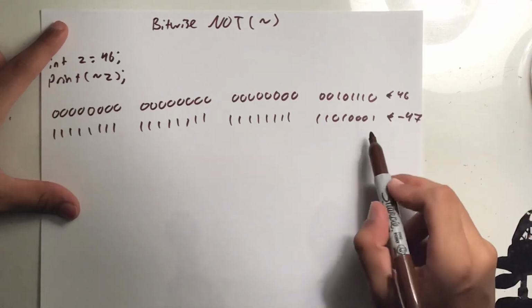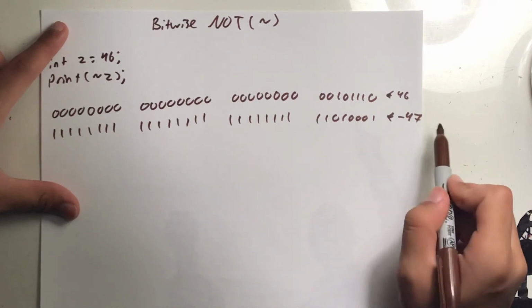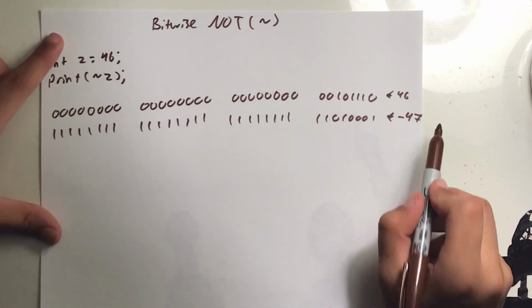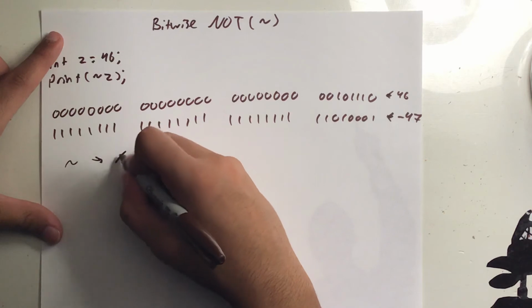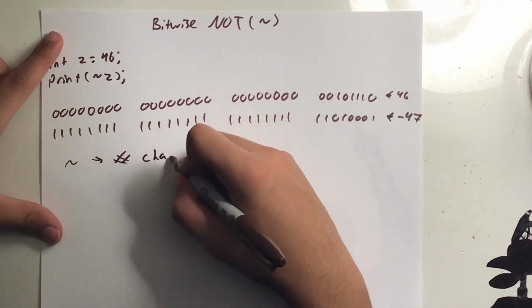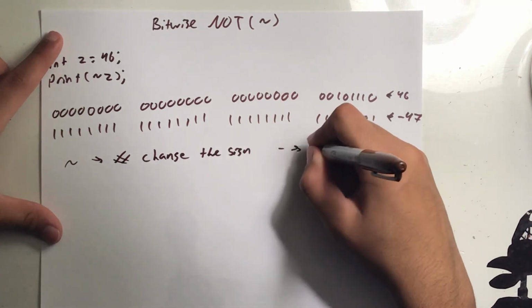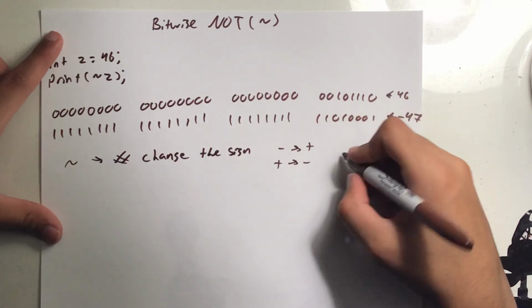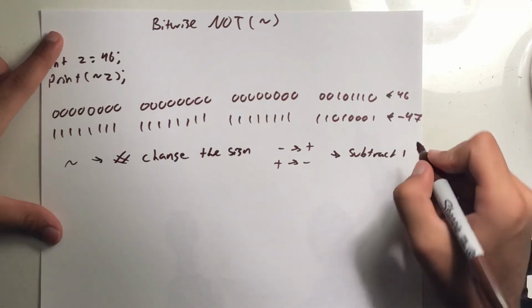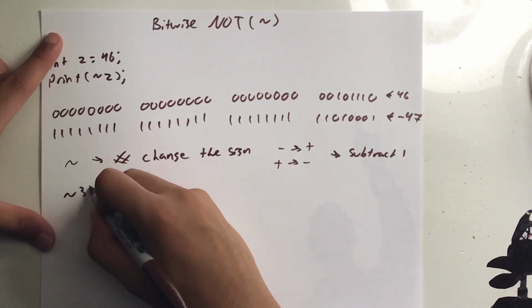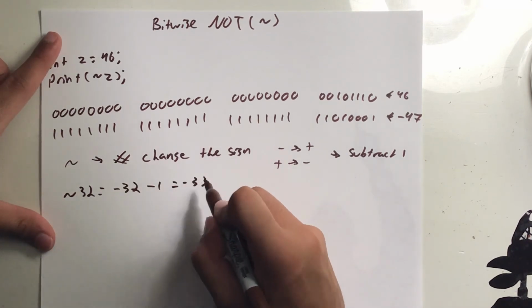Again, if you were to add 1, it would be negative 46, but because we're subtracting 1, it's going to be negative 47, right? So basically, if you see a bitwise NOT, what you're going to do is change the sign. So if it's negative, you're going to turn it into positive, or if it's positive, you're going to turn it into negative, and then you're going to subtract 1. So if we had a bitwise NOT 32, you're going to make it negative and subtract 1, negative 33.